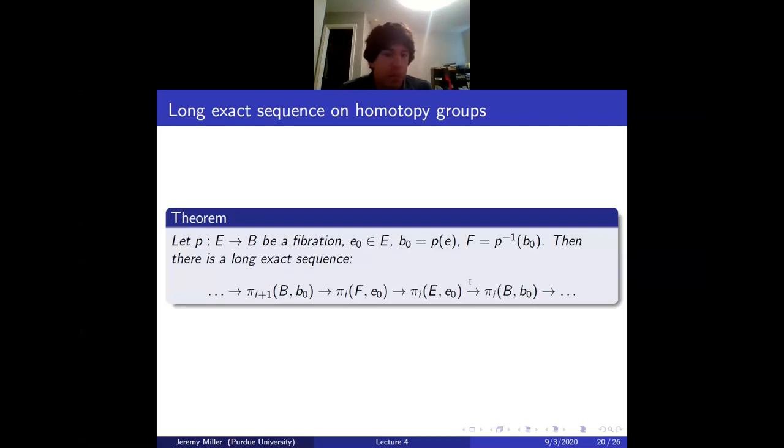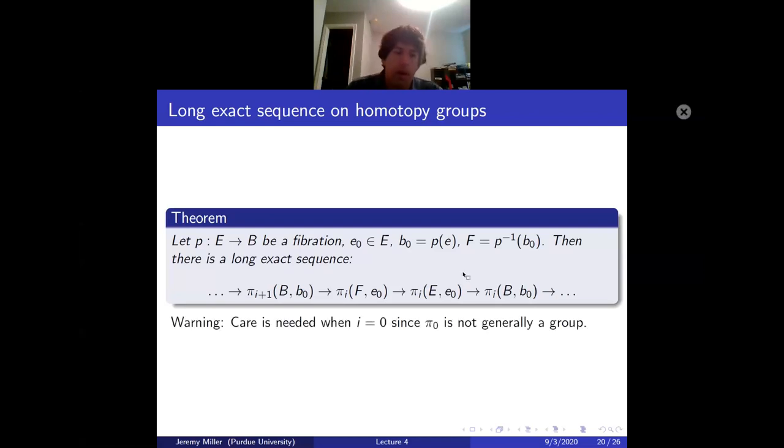Okay. So the reason why we're interested in fibrations in the beginning is because they give a long exact sequence in homotopy groups. So if E0 is a point in the total space E, then we'll let B0 just be the projection of E0, and we'll let F be the preimage of B naught. So in particular, E naught is in F. Then the statement is you get a long exact sequence of homotopy groups, and this is exactly what we would need to prove the long exact sequence of a pair, if we can show that the map on free abelian groups is a fibration.